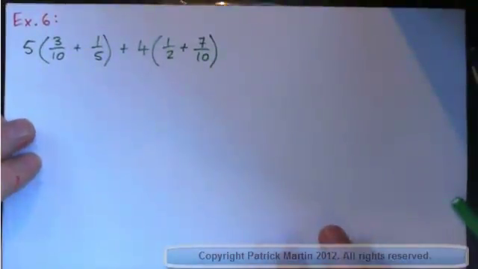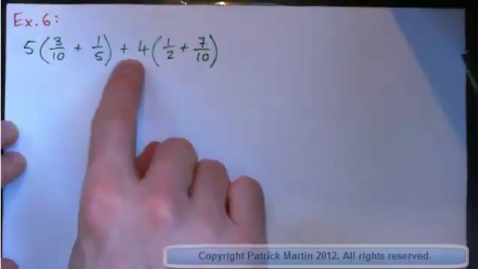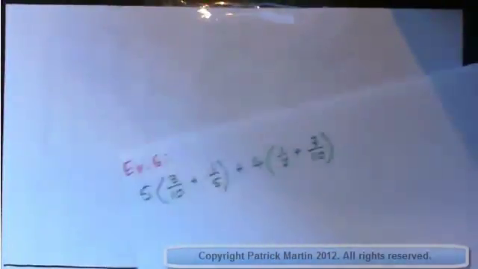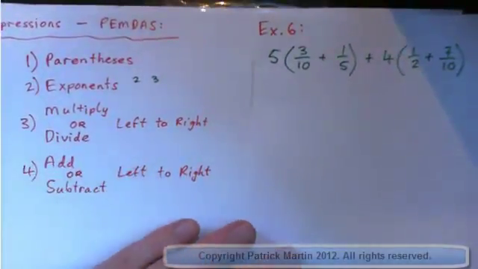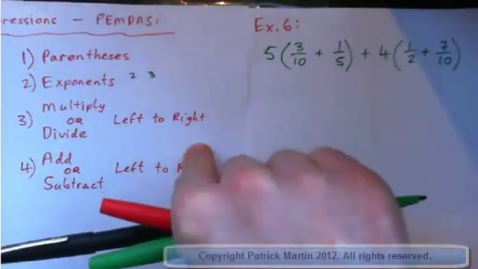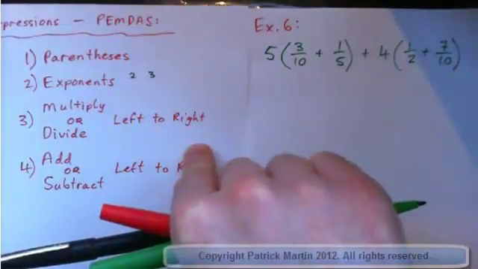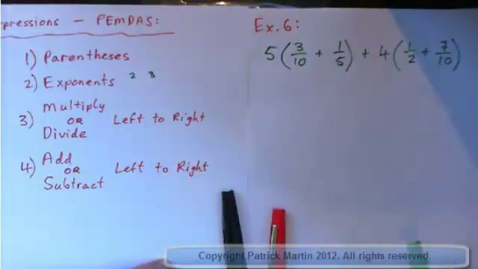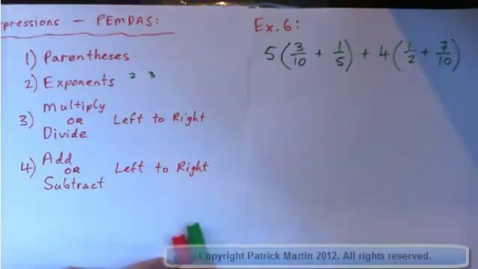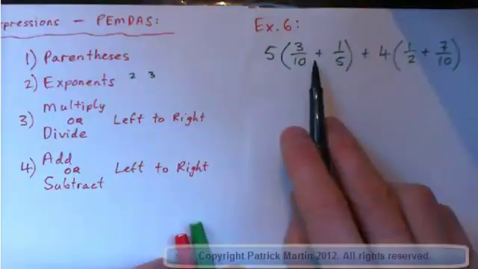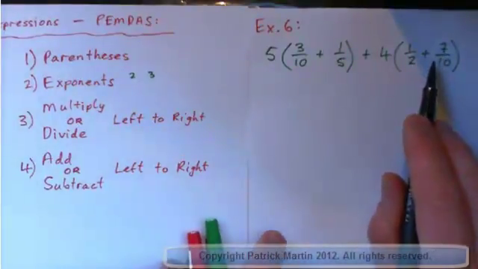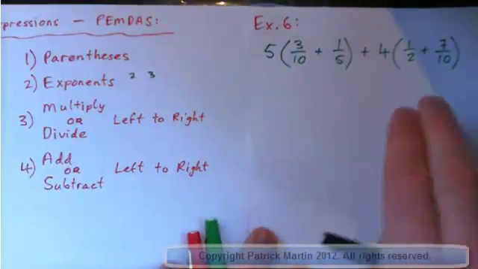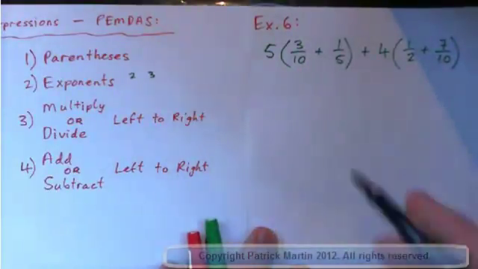Okay, here's example 6. 5 times this plus 4 times this. Again, we've got to watch out for order of operations, don't we? We need to first simplify anything inside a parenthesis, and then we've got to do exponents and so on. So, what have we got inside parentheses, first of all? We have 3/10 plus a fifth, and we also have the half plus the 7/10. Now, we need to go from left to right, so we'll do this one first, and then we'll do this one, and then we'll work on everything else.